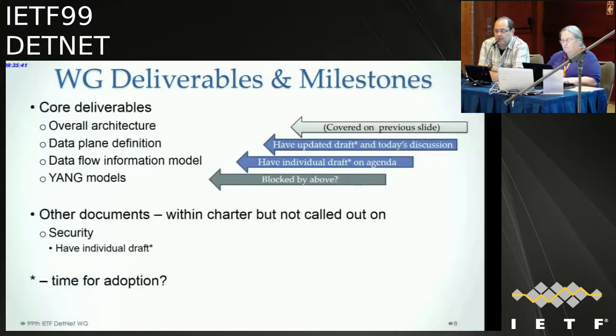Just as a reminder, we have 4 core deliverables. We are going to be talking about 3 of them today. The 4th we've yet to receive proposals on. It's okay that we haven't received that because to some degree it's blocked by the information model.